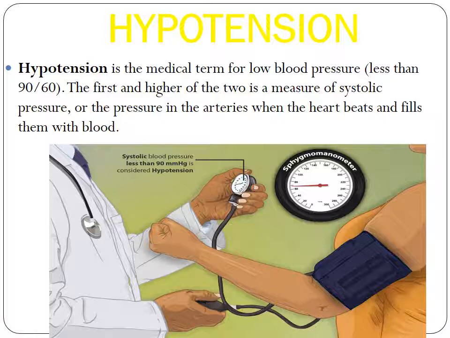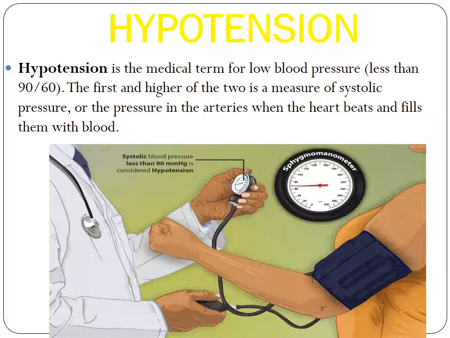When you record the blood pressure, which I hope you all know how to do, you know that it is systolic by diastolic. When you see numbers less than 90 by 60, that is classified as hypotension. The first and higher of the two is a measure of systolic pressure, or the pressure of the arteries when the heart beats and fills with blood.